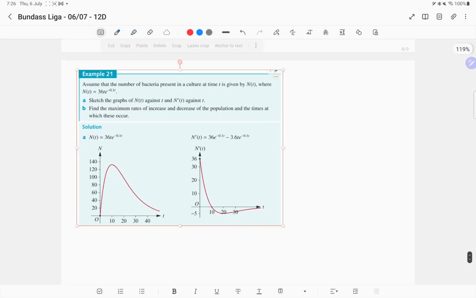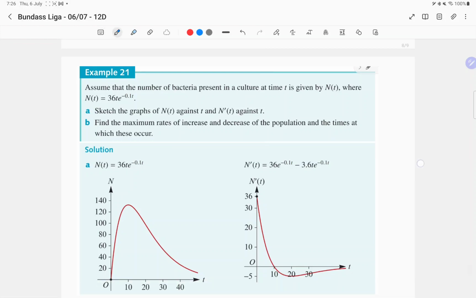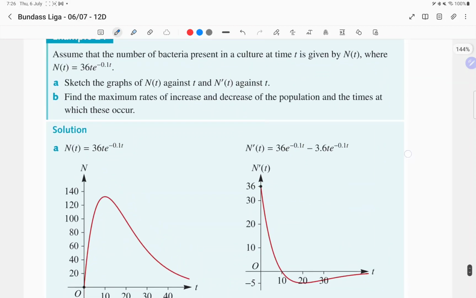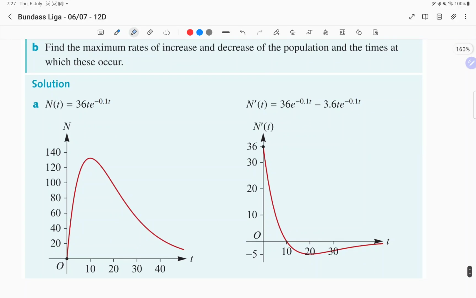All right. Now this question. Assume that the number of bacteria present in the culture, yada yada. I think it's very similar to the other question. Sketch a graph of n(t) against t and n'(t). Question B, so ignore question A. Find the maximum rate of increase and decrease, and the times at which these occur.